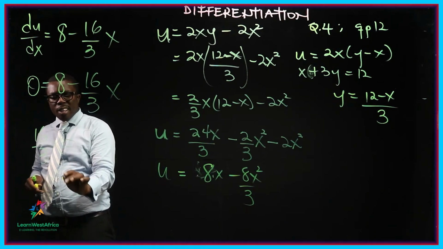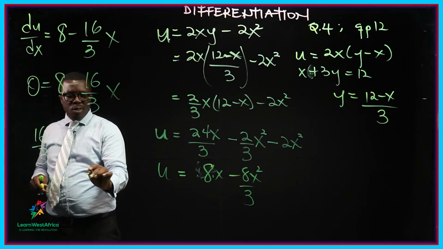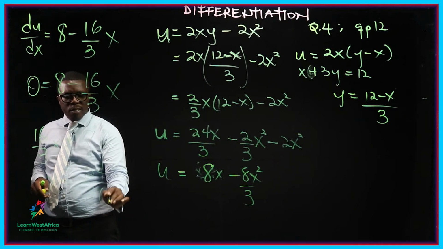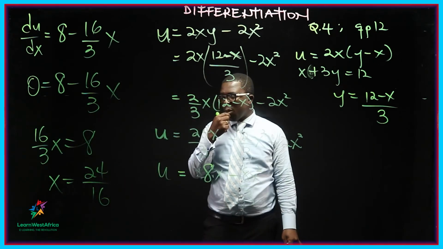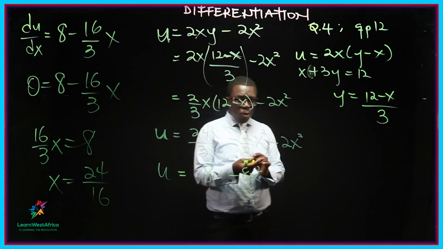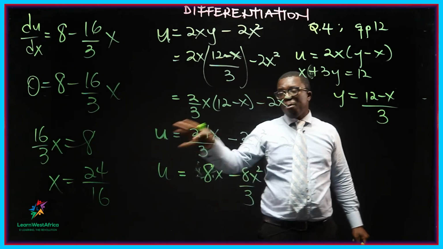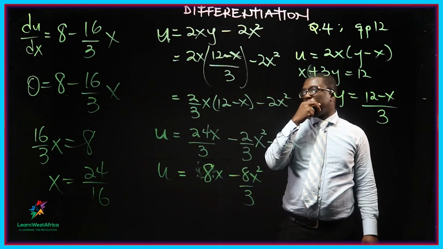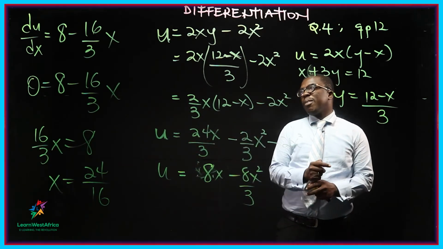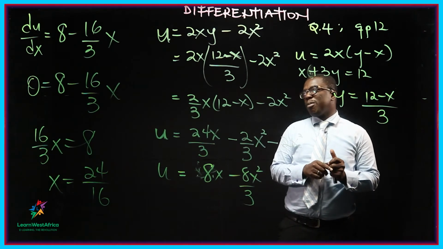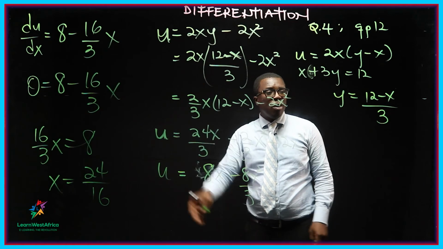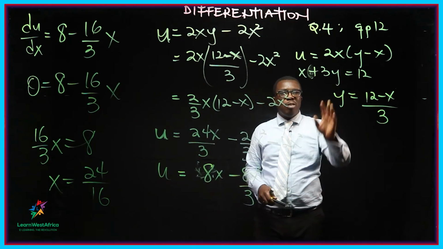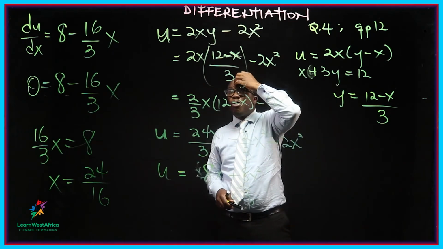And therefore, our x should be 24 over 16. All right, so you can just simplify that, 24 over 16. So this is going to give you the x component of our stationary value. So if you get the x component of the stationary value, you can just slot it in there to find the value of y or the value of u.